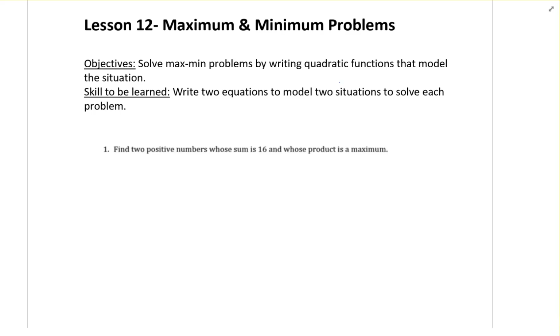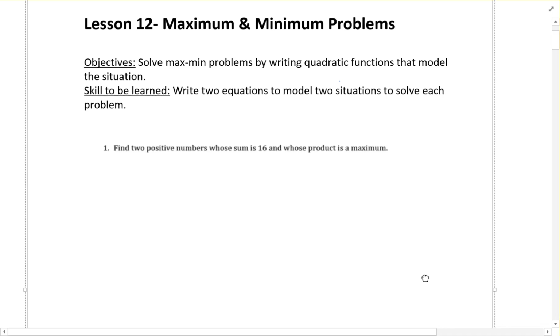Lesson 12, maximum and minimum problems. So the objective for this one is going to be to solve max min problems by writing quadratic functions that model the situations. We have to come up with our own functions, and then we're going to graph that and figure out what the maximum value is going to be. But I think the best way to do this is to jump into it and show you how these questions work.